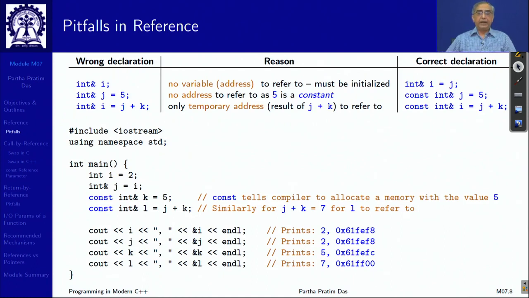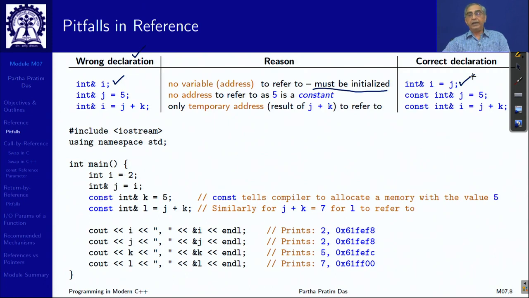Now, what are the kinds of pitfalls that you can get into while defining a reference? On the left I show some of the common wrong declarations. Here I have tried to define a reference, but without an initialization. So, I am saying that PPD is the nickname of, and then I do not say whom. I am trying to create an alias where the original variable is not given. That is not possible, it must be initialized.